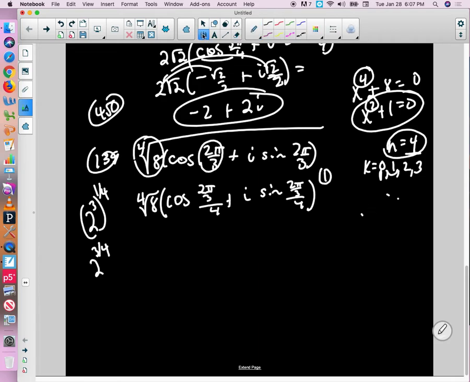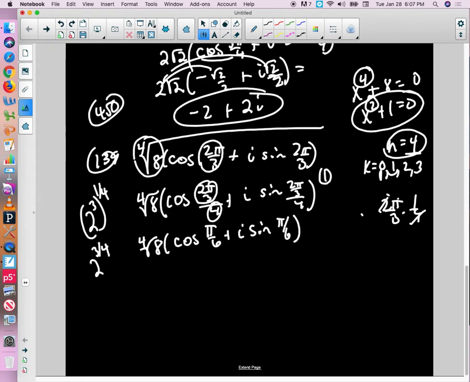Alright, so this gives me the fourth root of 8, whatever that is. And this gives me the cosine of, if you say 2 pi over 3 times 1/4, that gives you pi over 6, plus I sine of pi over 6. Alright, so that is my first root. Then the next one, what you're really doing is the formula says to take your angle, take the nth root. We'll erase this right now.